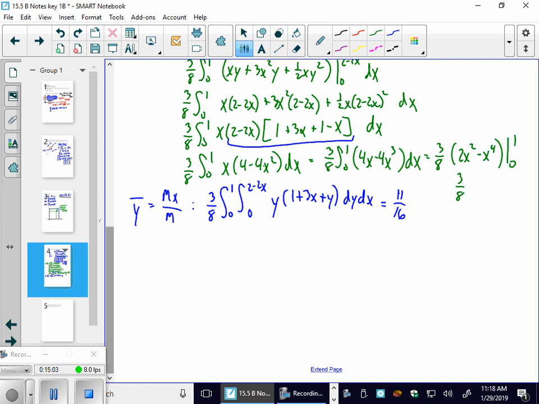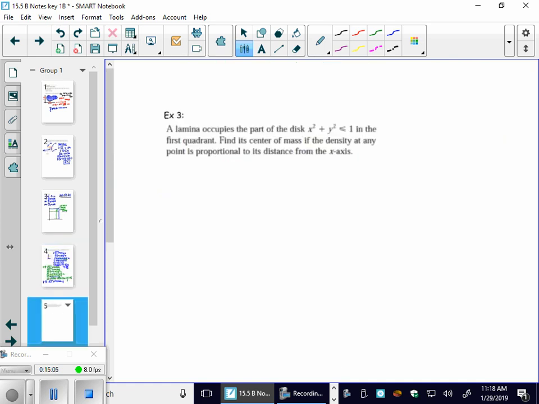All right, number 3. It says a lamina occupies the part of the disk x squared plus y squared is less than or equal to 1 in the first quadrant. So we are basically talking about that. Find the center of mass if the density at any point is proportional to its distance from the, that should not say the x-axis, that should say the y-axis. So correct that.